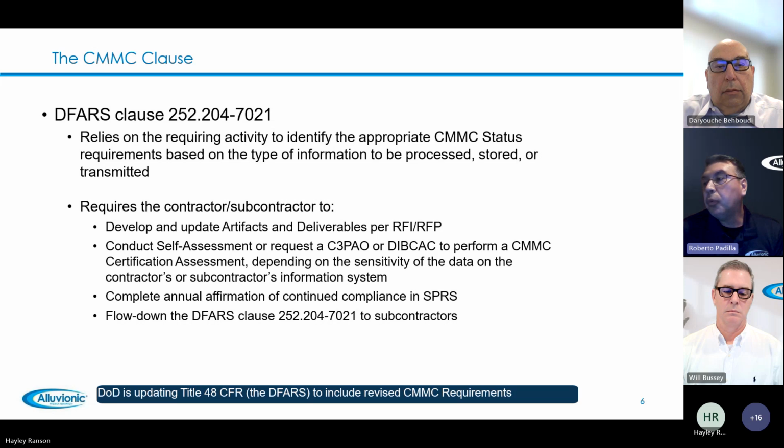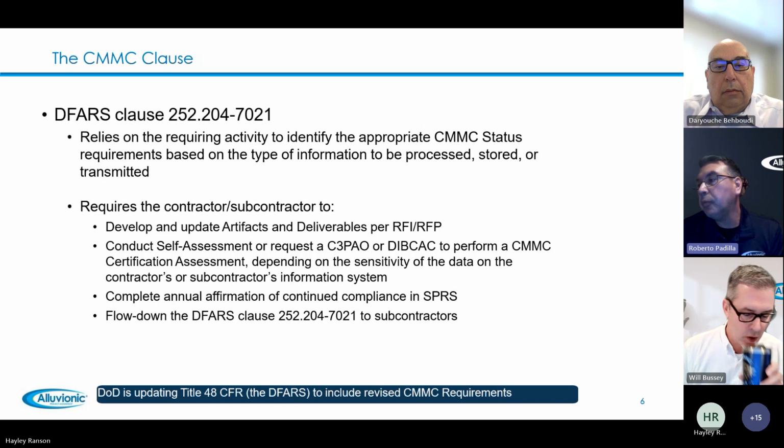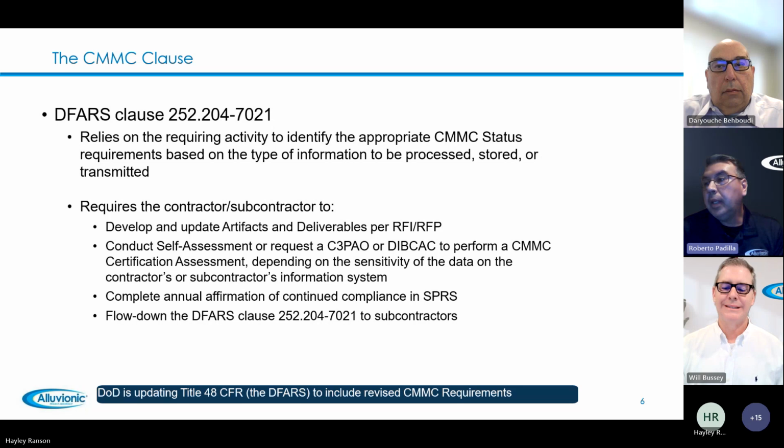You will either, as I said before, have to conduct a self-assessment or a full third-party assessment by a certified third-party assessment organization. There's also going to be an annual affirmation requirement that must be entered into the SPRS system. And again, as I mentioned, those flowdown requirements are still required for 7021 as they are for DFARS 7012. Next slide.